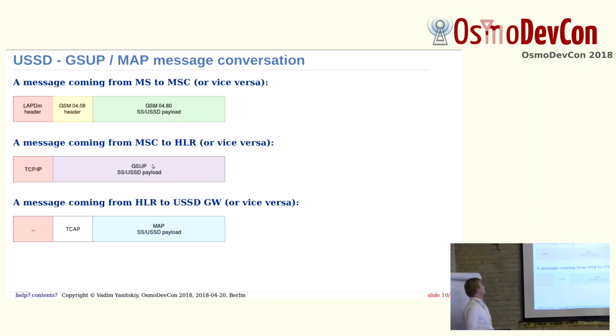And this is how different messages at different stages of forwarding look like. For example, at the bottom, you see the message coming from a mobile station, and this is what we receive at the mobile switching center. And we need to decode this message according to the 0480 specifications, and then we can convert it to GSAP, and then we can convert GSAP to MAP or wherever you want. It's JSON or so on, SIP, for example.